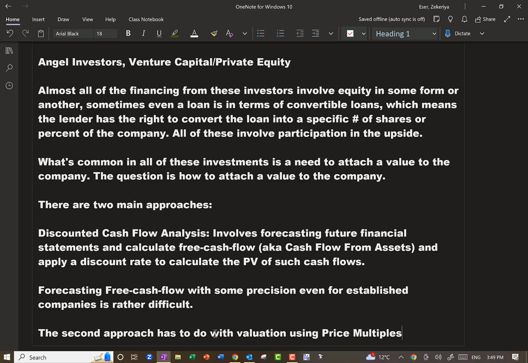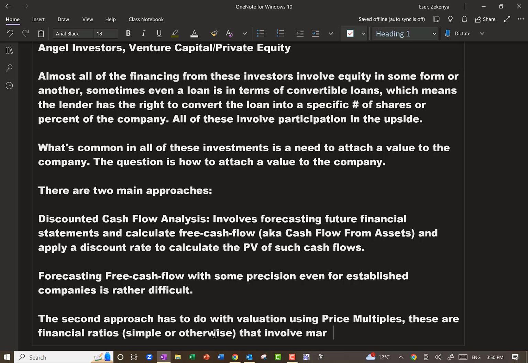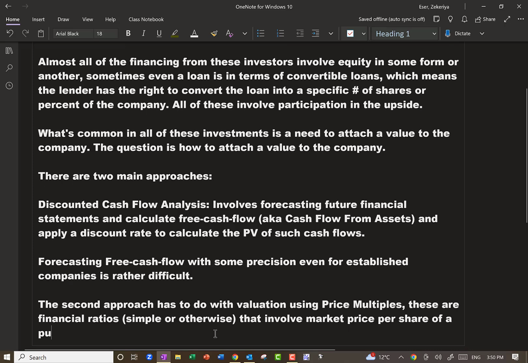Have you guys heard something like, for example, price earnings ratio? That's an example of a price multiple. These are financial ratios, simple or otherwise, that involve the market price per share of a publicly traded company.